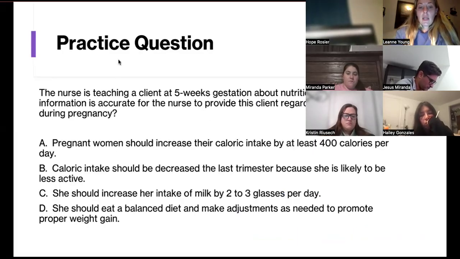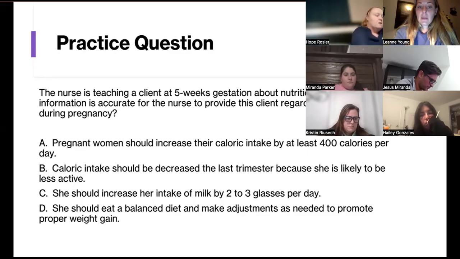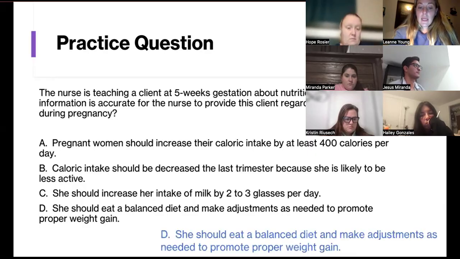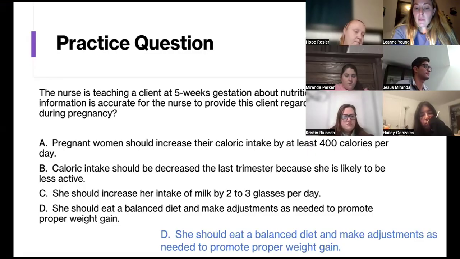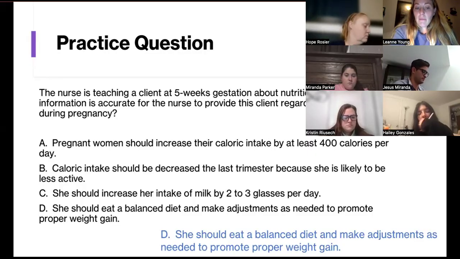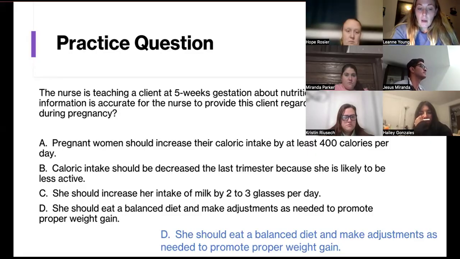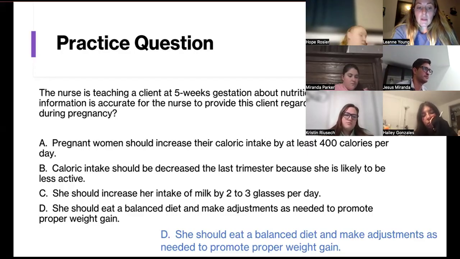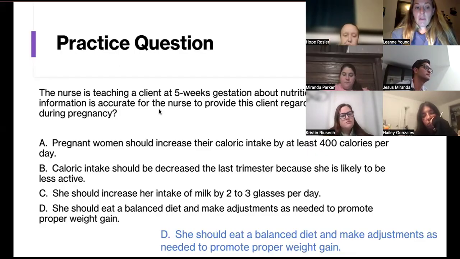A nurse is teaching a client at 5 weeks gestation about nutrition. Which information is accurate for the nurse to provide this client regarding caloric intake during pregnancy? D. She should eat a balanced diet and make adjustments as needed to promote proper weight gain. Yep. All the other stuff is not necessarily correct information, so we don't need to be emphasizing anything, but making sure somebody gets a well-balanced diet and making adjustments as they need to is going to be more beneficial.